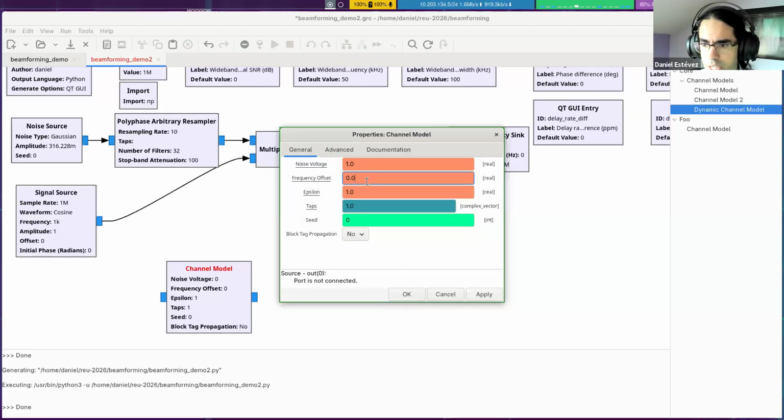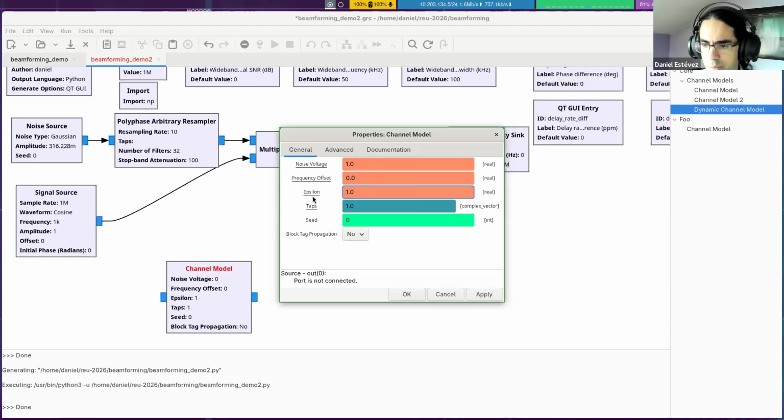Then we have the frequency offset. We will care later about the units, but this is how we can introduce a frequency shift, which is going to simulate the Doppler shift between the two receivers. What I'm going to do, because we are only interested in the frequency difference between the two receivers, is leave this at 0, and then the second receiver will have some frequency offset.